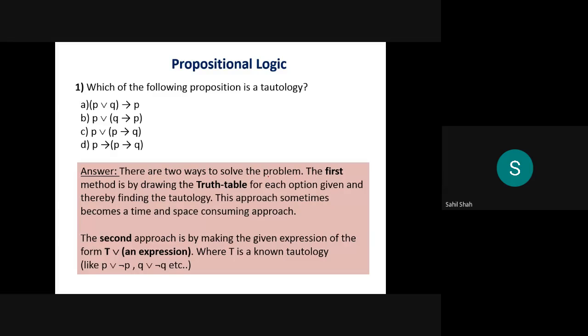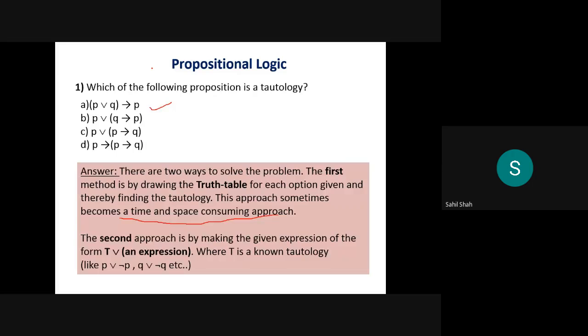There are two ways to solve this problem. The first method is drawing a truth table. You have to draw a truth table for all the four expressions and thereby find the tautology. The approach becomes time and space consuming. So what is the alternative? By making the given expression of the form T or an expression, where T is known as tautology. So we will see that approach for this.